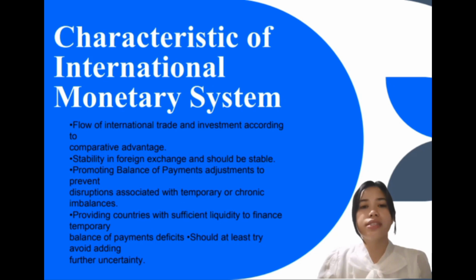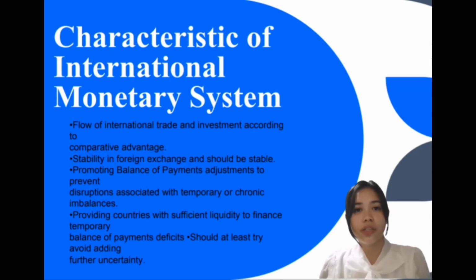The last characteristic is that it should at least try to avoid adding further uncertainty. In the international monetary system, it's crucial to avoid adding further uncertainty to maintain stability and predictability in financial markets. This includes actions like sudden policy changes, unclear communication, or abrupt shifts in exchange rate regimes.